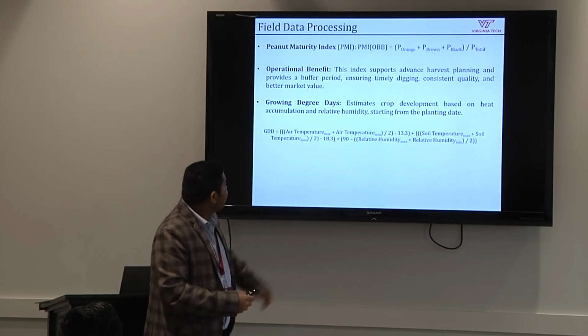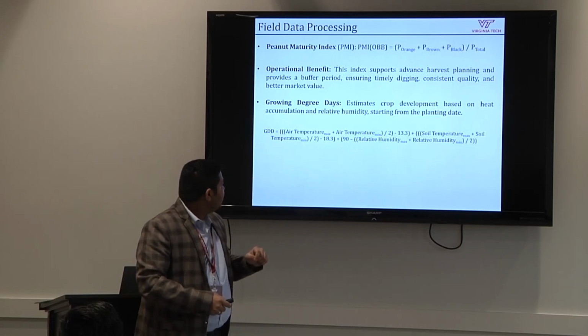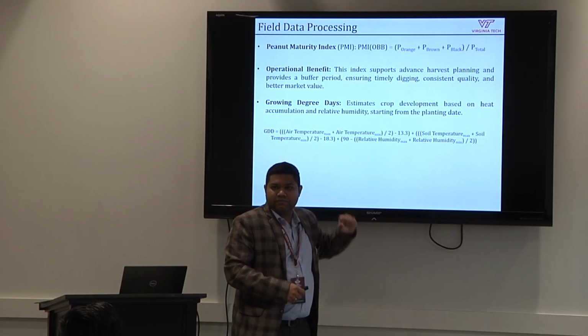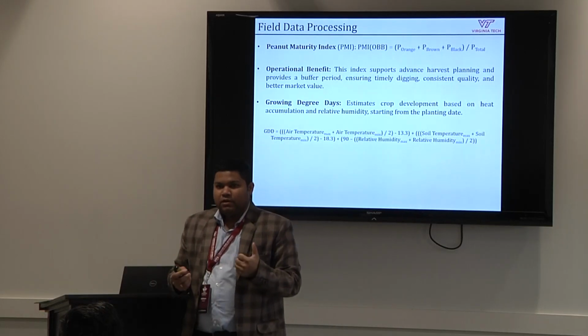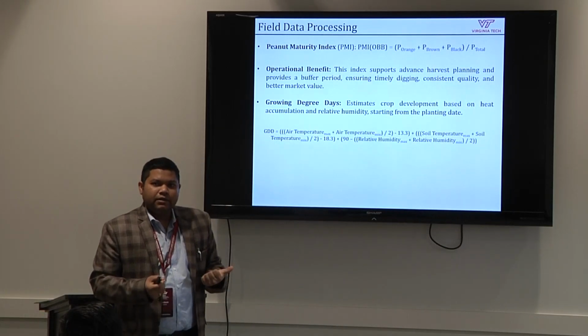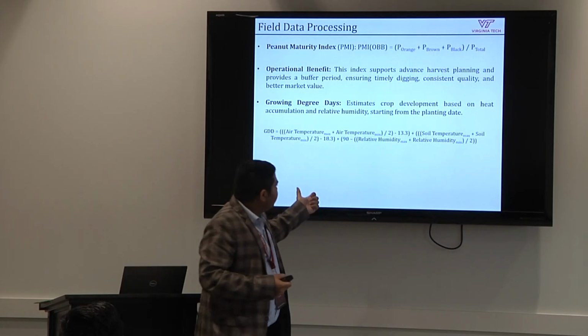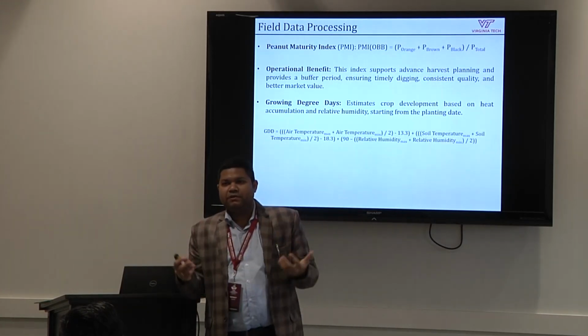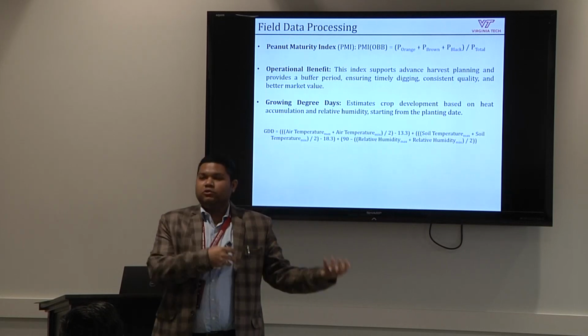So we computed growing degree days, which is an accumulated indicator of the heat units within the crop. And this was a modified index value where soil temperature, relative humidity, and air temperature were used together. So we had a more comprehensive effect of the weather on the crop.